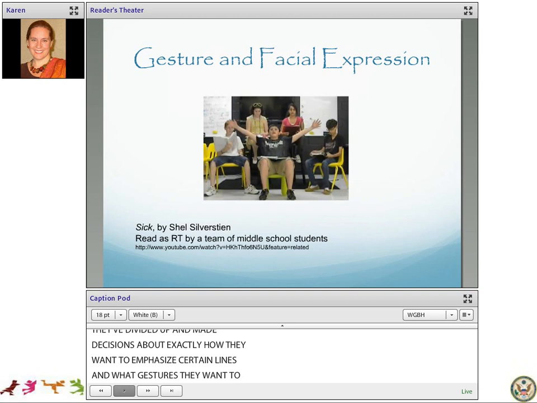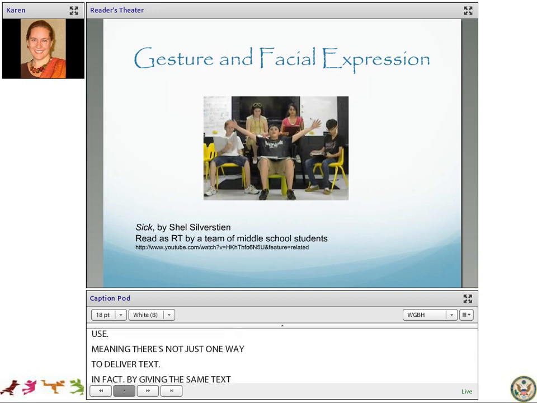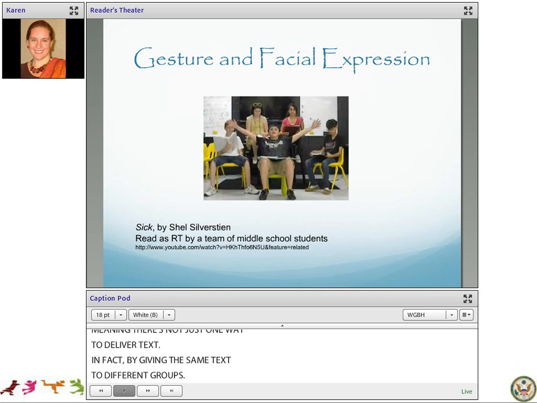I love that they delivered the poem quite differently from the way I did, meaning there's not just one way to deliver text. In fact, by giving the same text to different groups, you can start to see how there are really endless possibilities to the way a text can come alive. And that's what we're trying to teach our learners about text, that it comes alive in your own reader's mind in multiple ways.